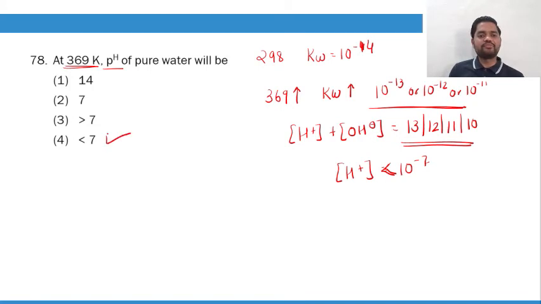So the right answer should be what? The pH will be less than 7. So question number 78, the right option is pH less than 7. Okay, clear?